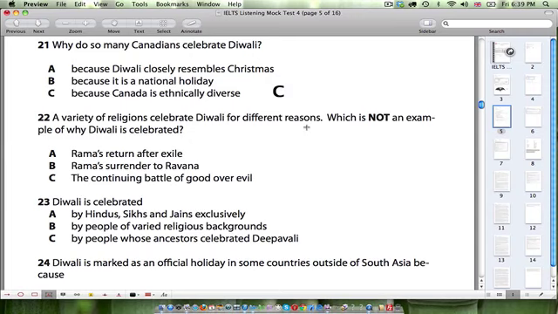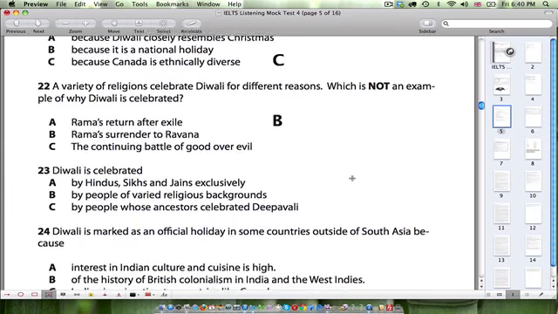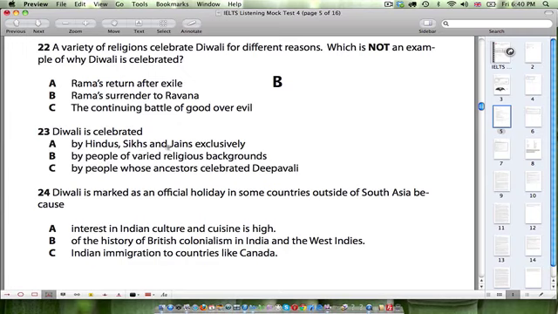A variety of religions celebrate Diwali for different reasons, which is not an example of why Diwali is celebrated. Now, they talk about Rama's return after exile. They talk about, I can't remember exactly what they said, something about light over darkness, good over evil. The reason that doesn't fit, or that they didn't talk about, was Rama's surrender to Ravana. So remember, the word not here is in bold and it's caps. Rama's surrender to Ravana is an example of why Diwali is not celebrated. Diwali is celebrated by Hindus, Sikhs, and Jains exclusively.